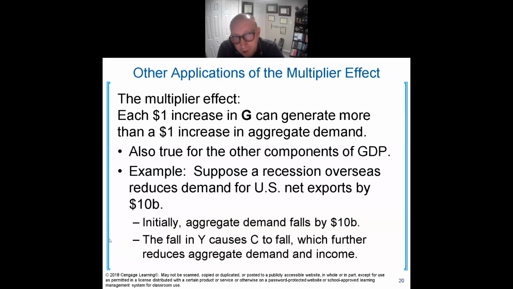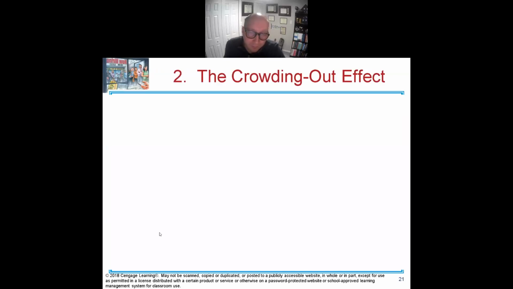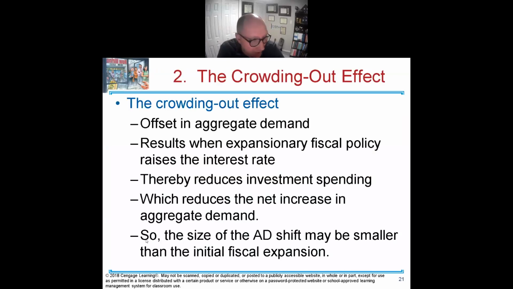The multiplier effect can be described as a dollar change in government spending generating a dollar change in aggregate demand. This is also true for other components of gross domestic product. That's what we'll talk about for that part. Okay, it's a complex formula. Don't worry too much about it.